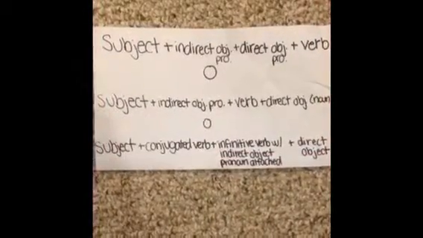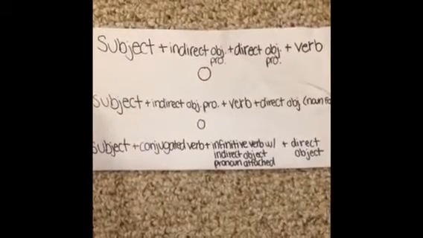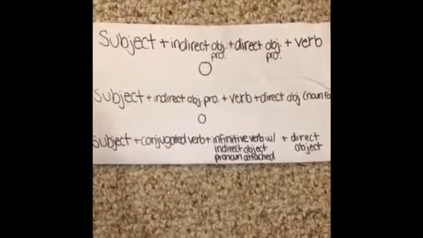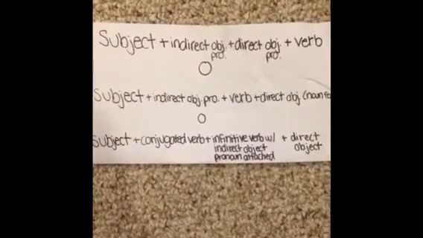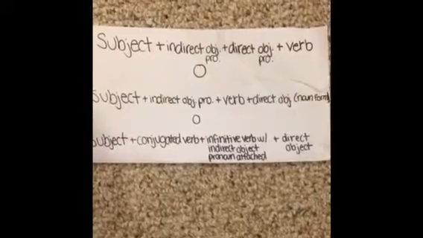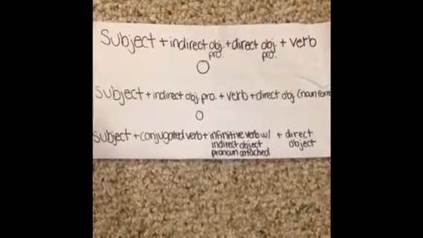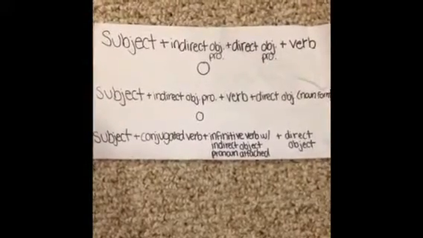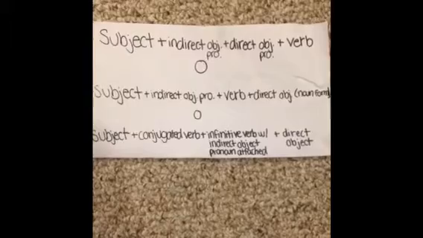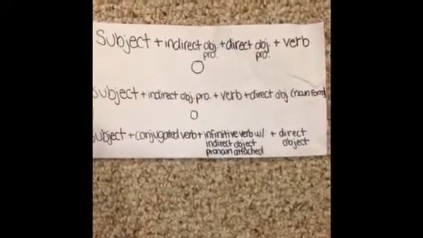Here are several different ways you can construct a sentence in Spanish that contains direct object pronouns and indirect object pronouns. This is the first example. Subject plus indirect object pronoun plus direct object pronoun plus verb. The second is subject plus indirect object pronoun plus verb plus direct object in the noun form. The last is subject plus conjugated verb plus infinitive verb with indirect object pronoun attached to the end of the verb plus direct object.